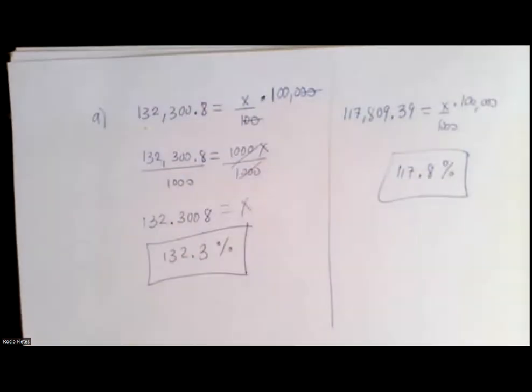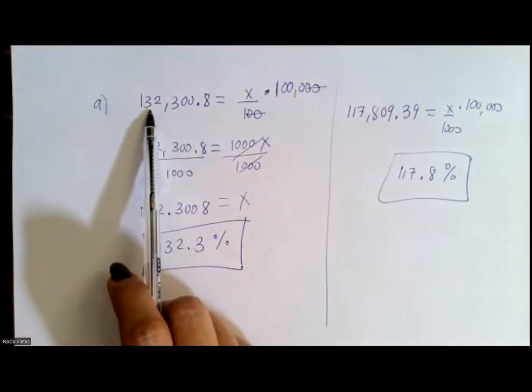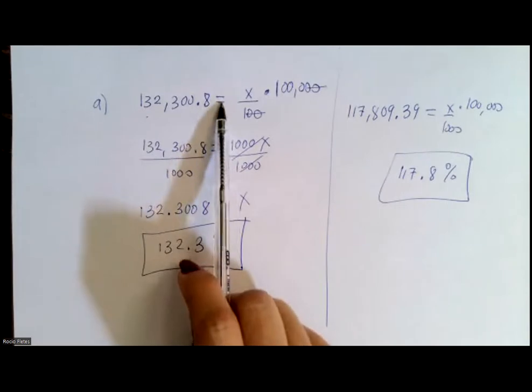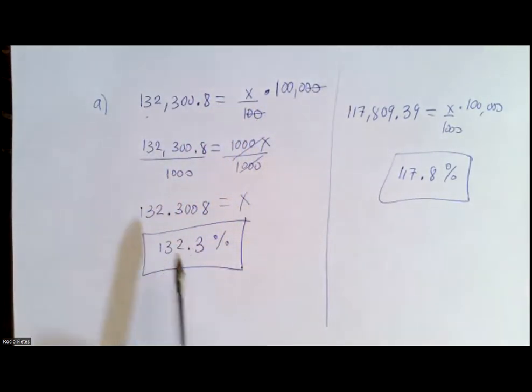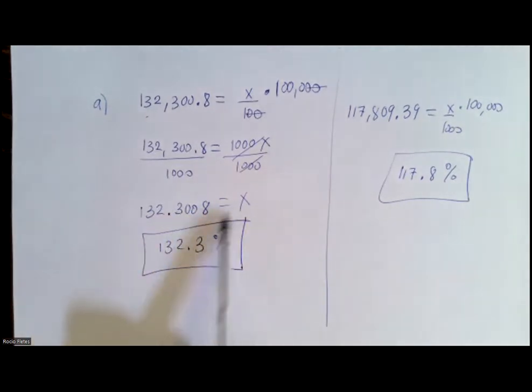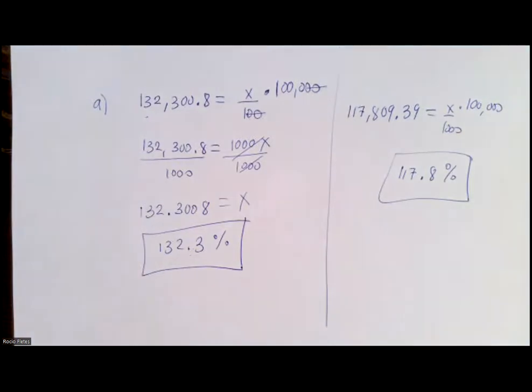But the question is, what percent is that of the original mortgage amount? So I set up an equation to answer that question. I say, well, this is the interest amount, and that is equal to what percent of the mortgage amount? And it gave me 132.30008. So I'm going to round to the nearest tenth of a percent. Rounding to the nearest tenth of a percent gives me 132.3%. And the second one is like it, right?